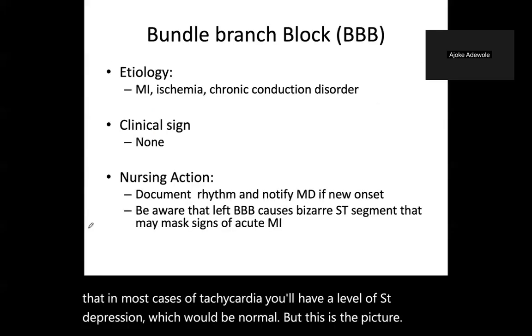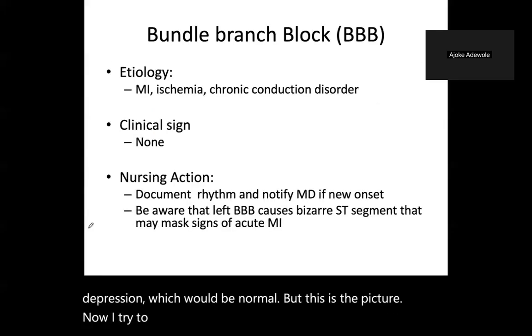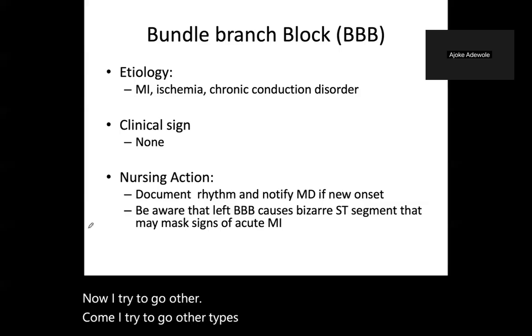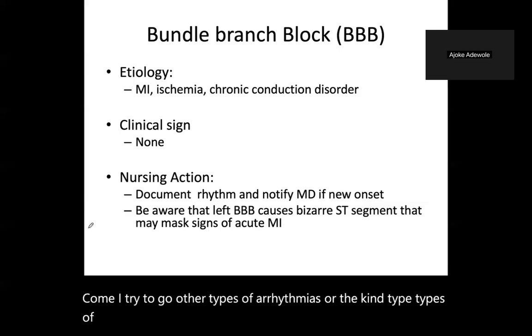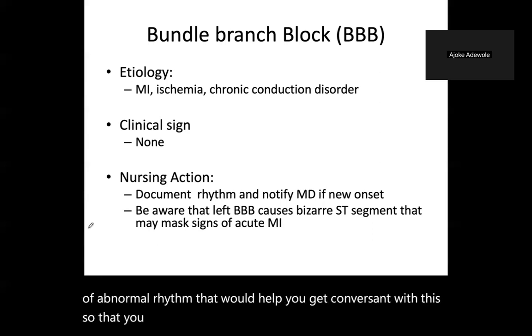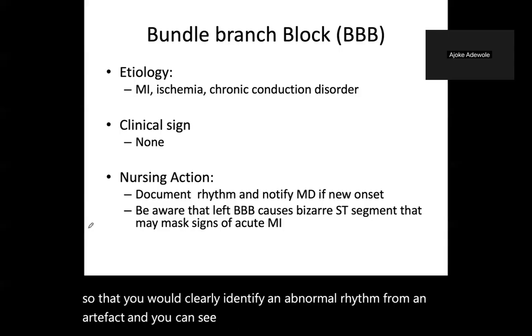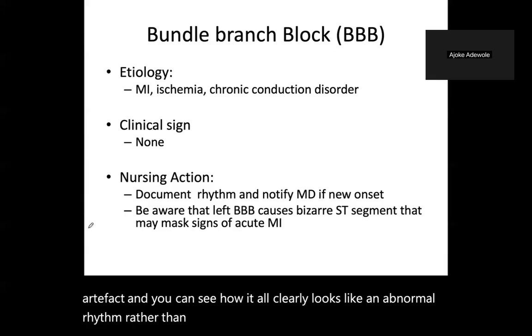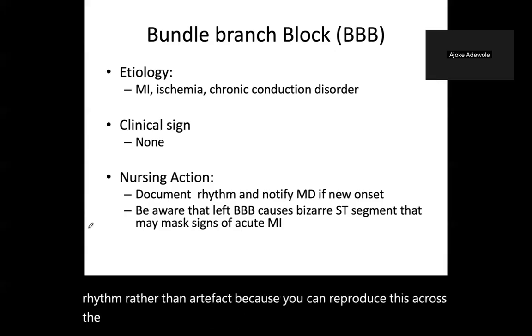Now, I try to go over the types of arrhythmias or the types of abnormal rhythm that would help you get conversant with this so that you will clearly identify an abnormal rhythm from an artifact. And you can see how it all clearly looks like an abnormal rhythm rather than an artifact because you can reproduce this across the strip. It's not just occurring in one lead, right?